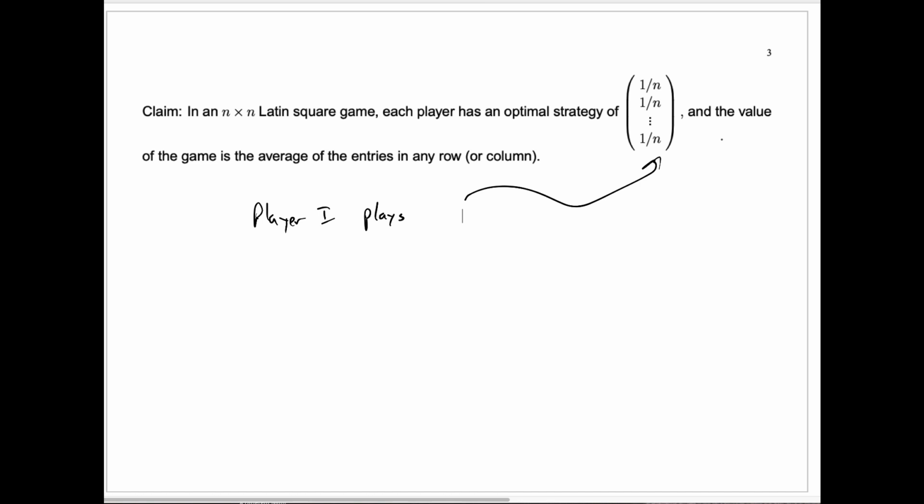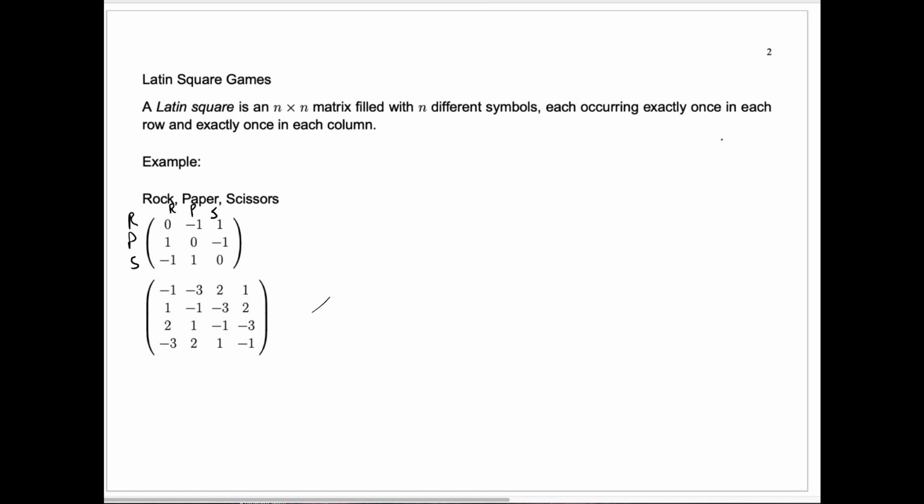A very similar argument tells us that if player 2 plays this strategy, the expected return will be exactly that same value v, the average of the entries in a row, which is the same as the average of the entries in a column, no matter what row player 1 picks. So it's very simple to see that you have very simple optimal strategies and a very simple value for the game.